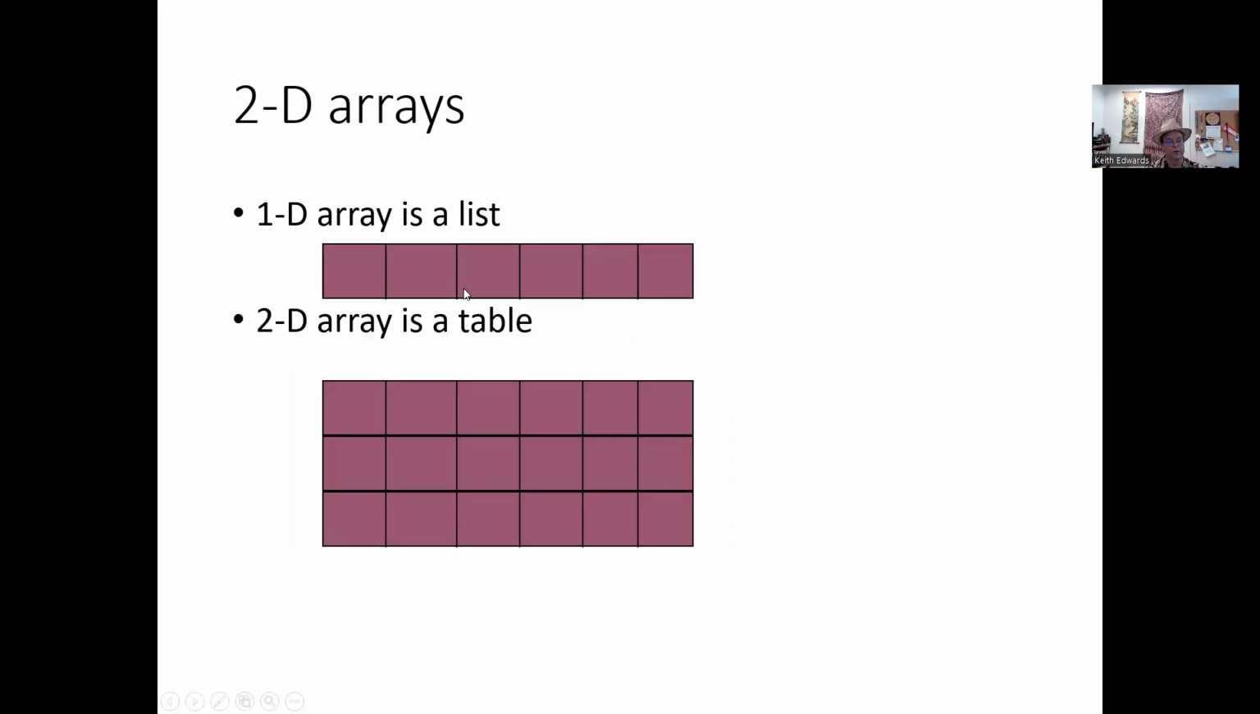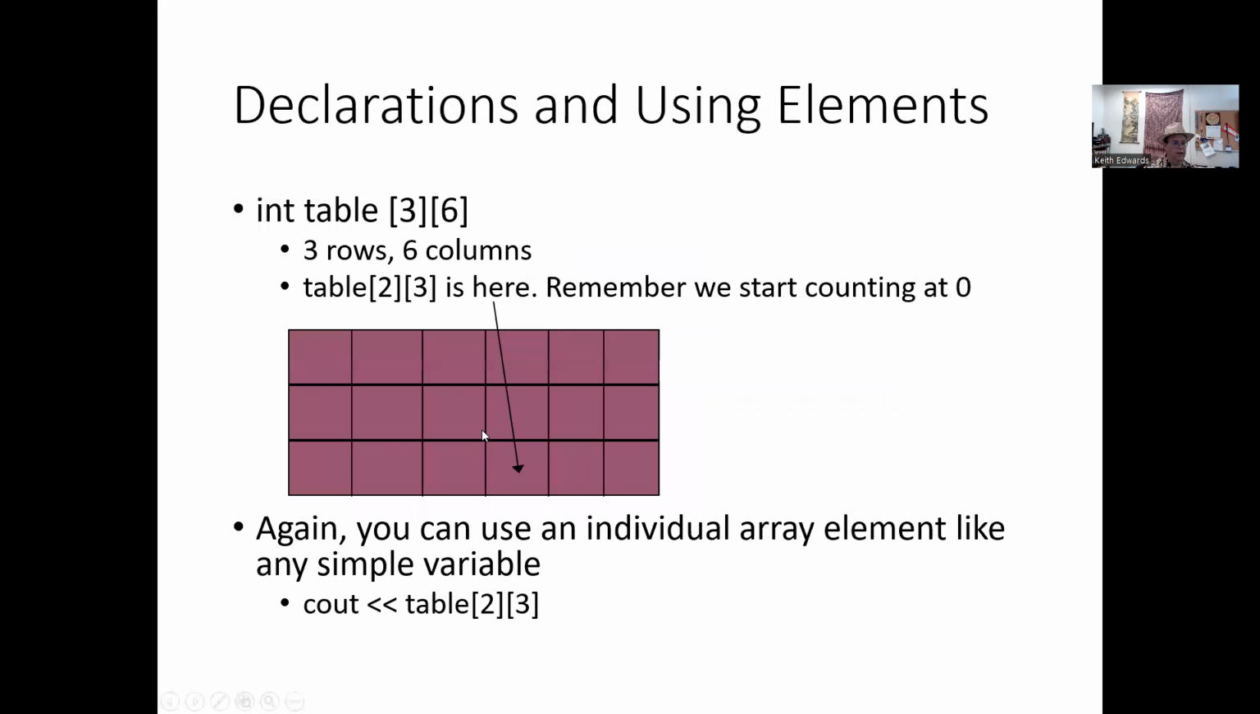So far we've seen one-dimensional arrays, and these are like a list. So each element goes inside the next one inside the list. The 2D array works like a table. So if we declare a 2D array that is 3 by 6, there are going to be 3 rows and 6 columns in that table. And again, we start counting at 0 in terms of the numbering.